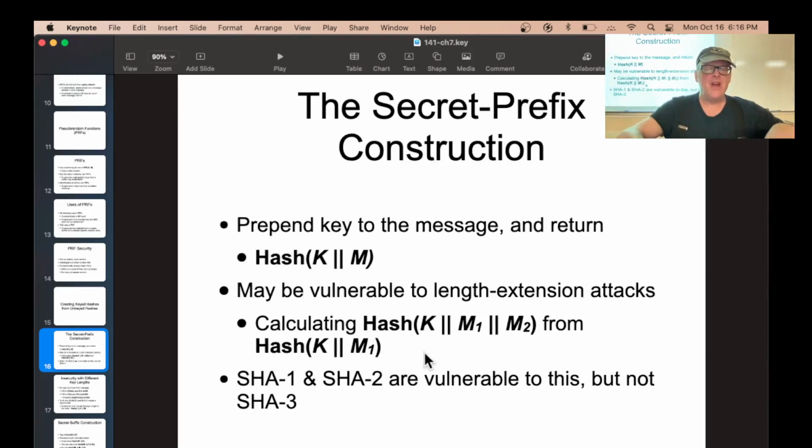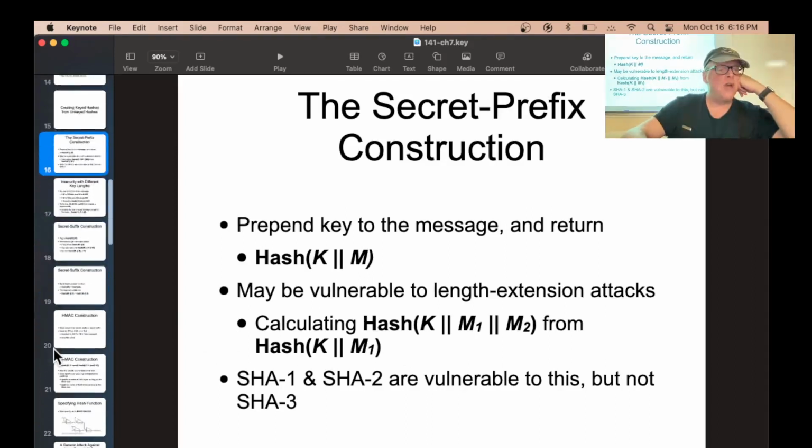If you know one, remember you can replay a message, you'd be able to create another valid message-tag pair by just adding more message to the end of this one and then calculating the hash, which you can do because you can take the hash here and extend it, because SHA works by cycles. A block of data, another block of data, another block of data. You can add additional blocks of data to this hash without knowing the internal messages. So SHA-1 and SHA-2 are vulnerable to that, but not SHA-3.